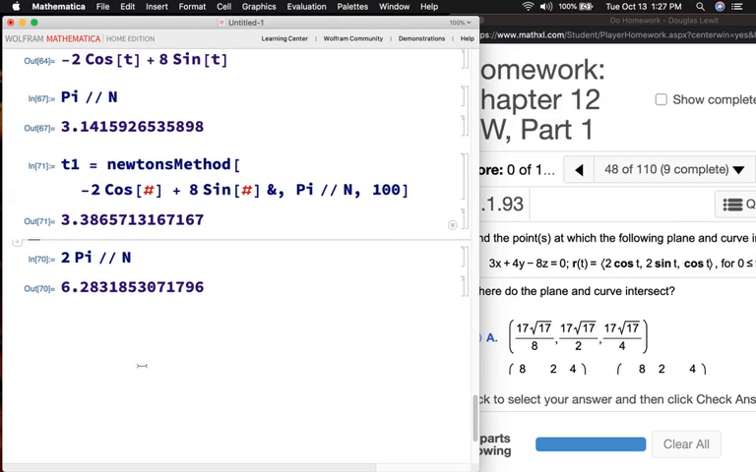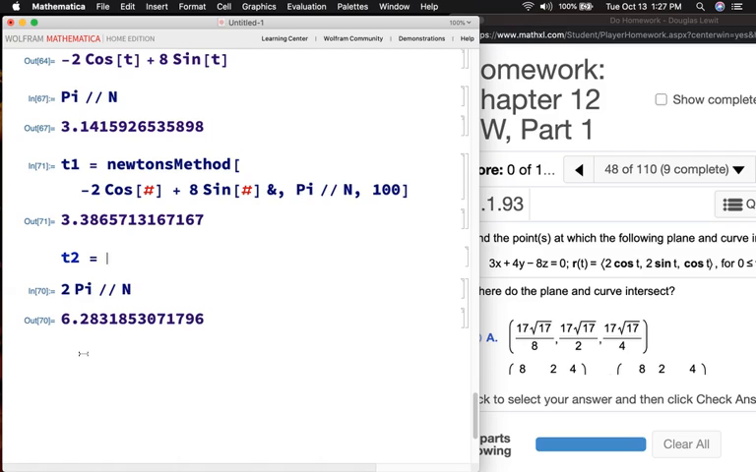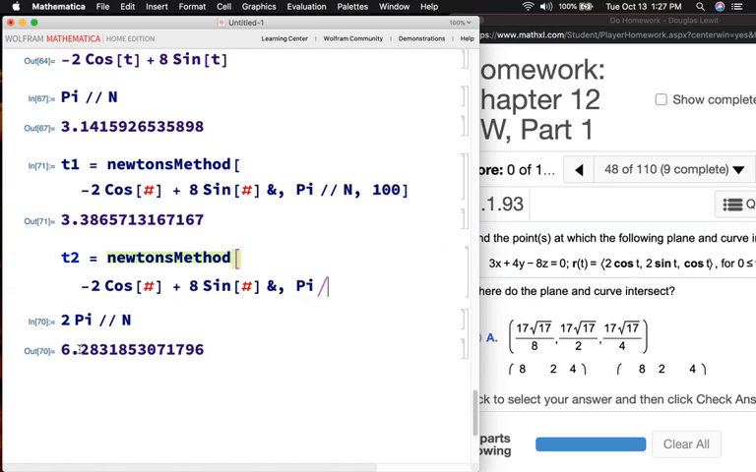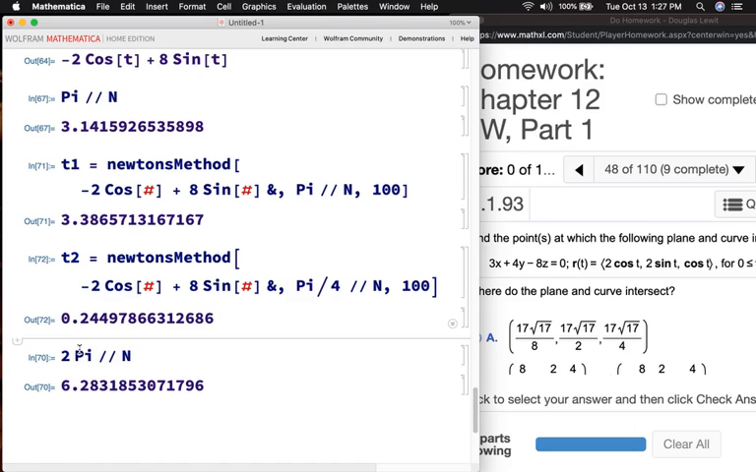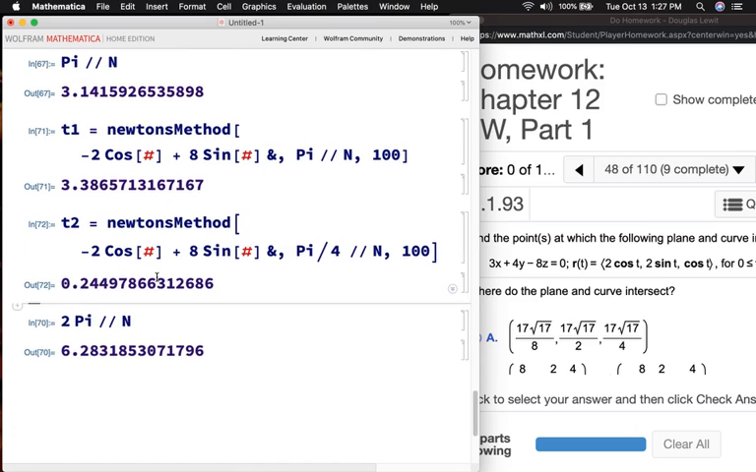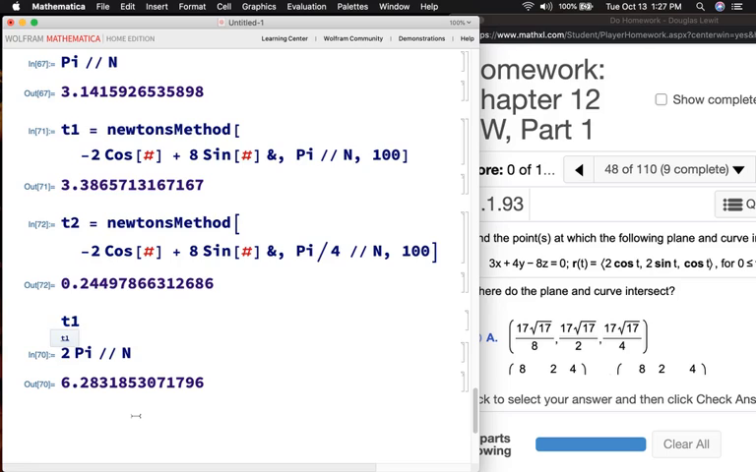That's T1. There could be another answer, because 0 to 2 pi is a whole revolution. So Newton's method: negative 2 cosine of some variable plus 8 sine of some variable, pi over 4, and let's do 100 repetitions. This time I'm starting out with a different, smaller guess. And sure enough, there are two answers. So I have T1 and I have T2.